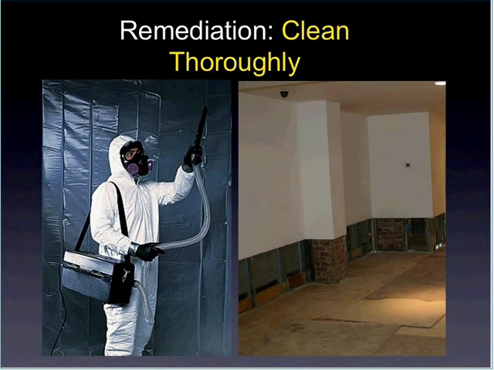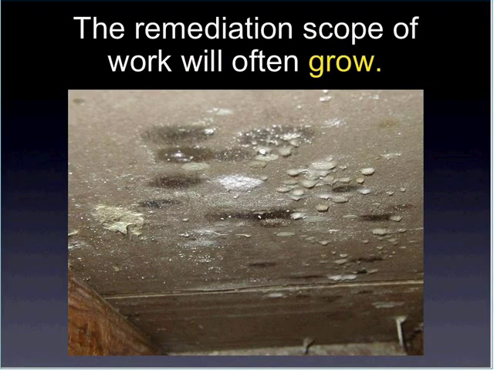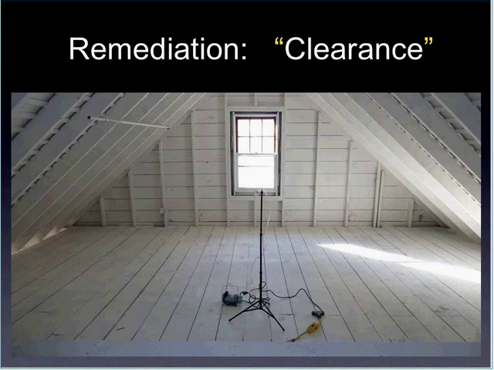So at the conclusion of remediation, after any drywall, carpet, ceiling tiles, and the like, insulation are removed, the area is thoroughly cleaned, surfaces are wiped, the area is thoroughly vacuumed with HEPA vacuum cleaners and restored. And it should be understood when remediation projects are being launched that the scope of the remediation project will often grow. It's not until you get in and start opening up walls sometimes that the full extent of the damage is understood. And finally, we have the clearance aspect of remediation.